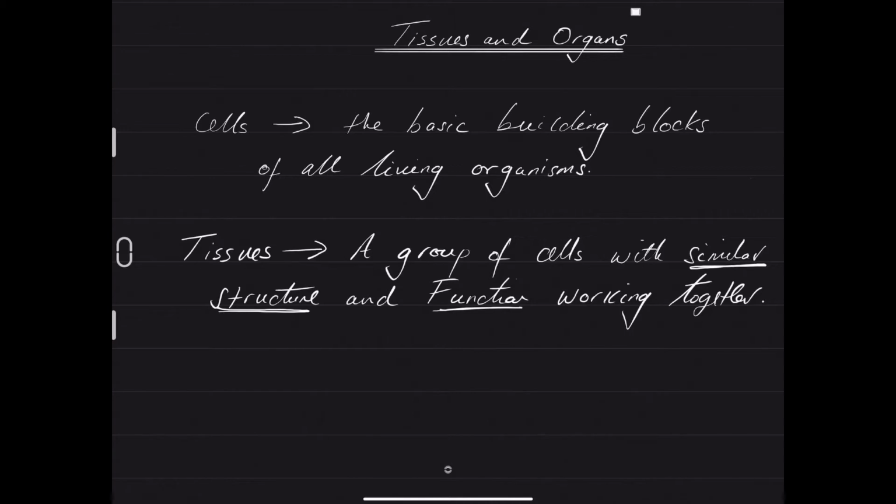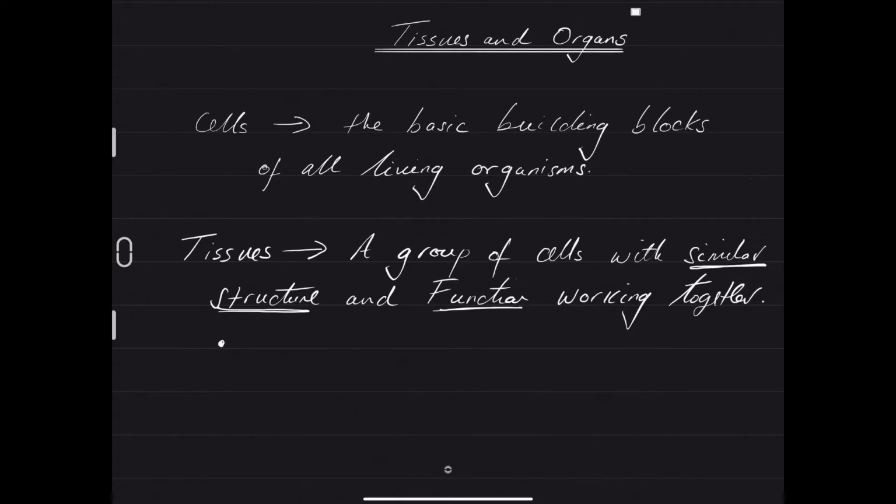Now I want you to pause the video here and I want you to jot down 2 types of tissues that you are aware of in the human body. All right, so I'm going to give you 2 types of tissues here. So let's see if you are able to match the ones here.